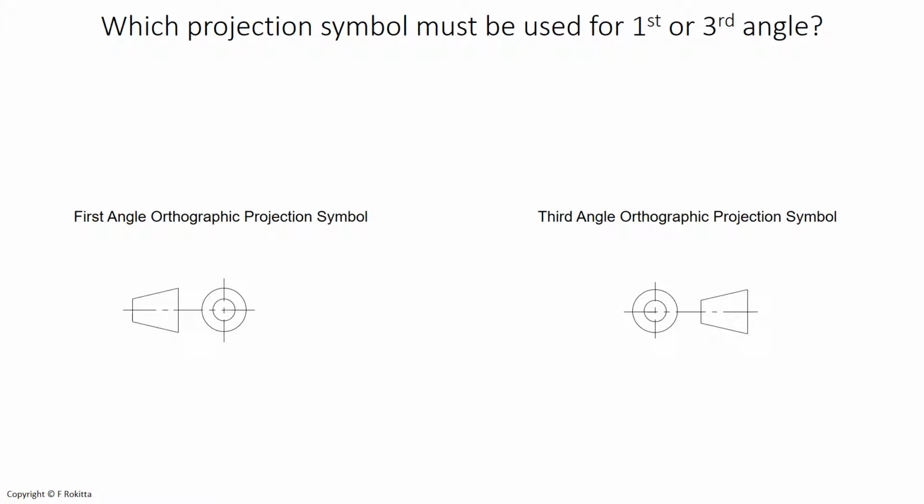Which projection symbol must be used for first or third angle projections? On our left, we see the symbol that we always will have to indicate with any orthographic and isometric drawing when we do first angle drawings. On the right hand side, we will see the symbol that we always need to indicate for any of those same third angle orthographic drawings.